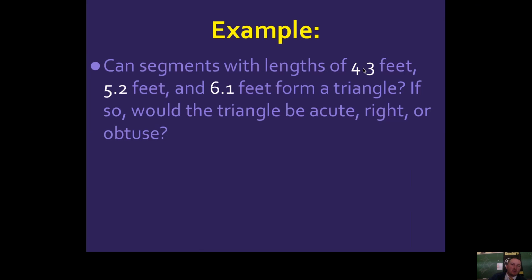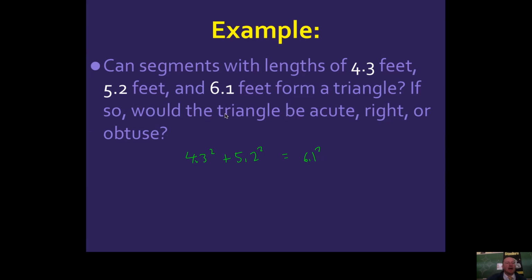Let's say you have segments with lengths 4.3, 5.2, and 6.1. They form a triangle. Or can they form a triangle is what it says. If so, would the triangle be acute, right, or obtuse? So you want to check this. Actually, the first thing you want to check is, is it a triangle?